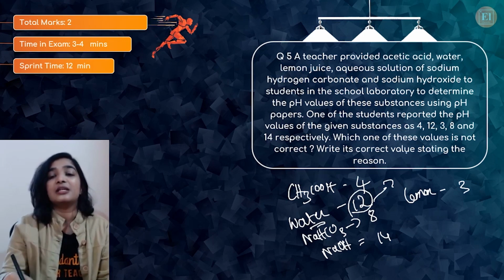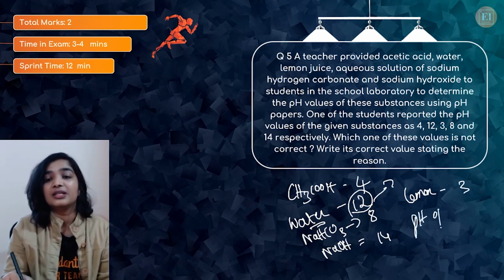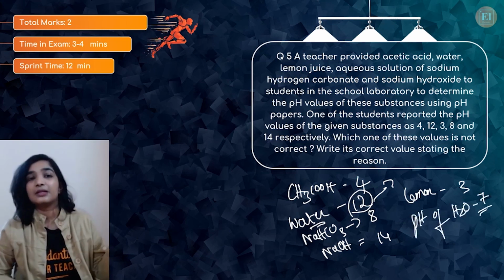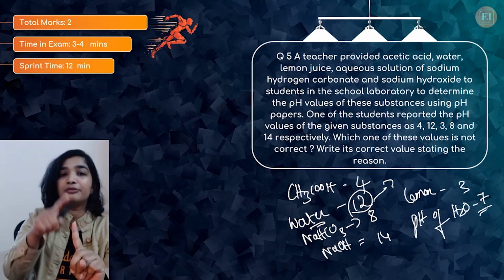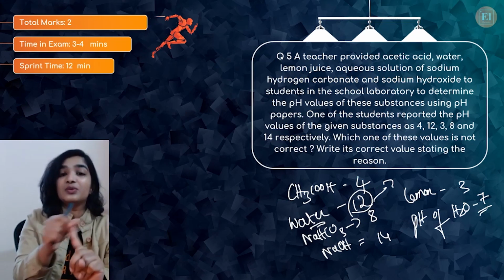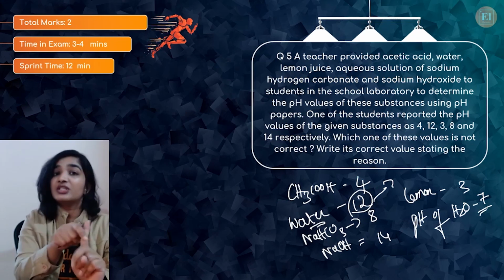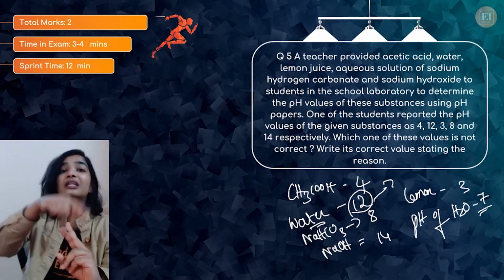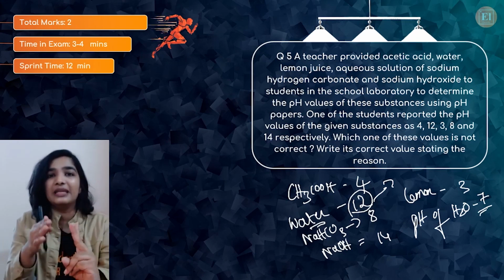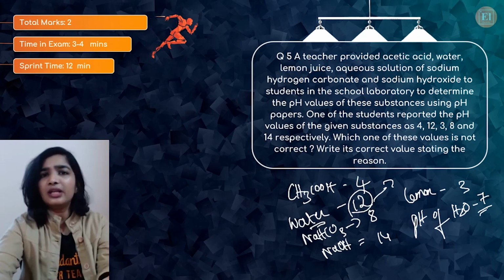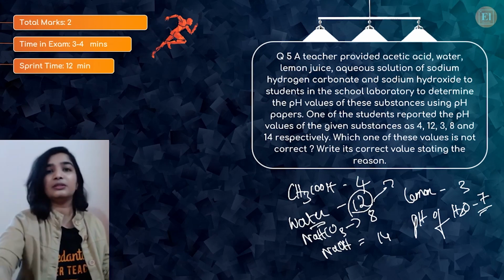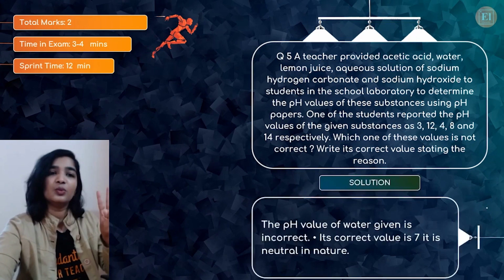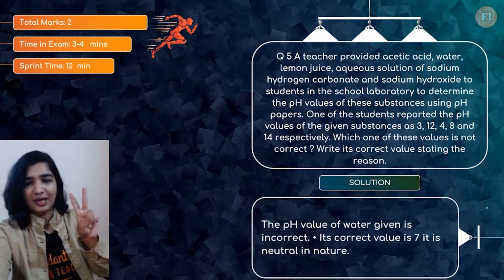It is incorrect because the pH of water is 7. That will be the answer. So they have asked, it's for 2 marks, okay? Because first you have to state which one of these values is incorrect. Water ka pH is incorrect, and then you need to write the correct value and explain it. Why? Because water is neutral in nature. It consists of equal amount of H plus and OH minus ions. So it is neutral. That will be the reason you will get 2 marks.